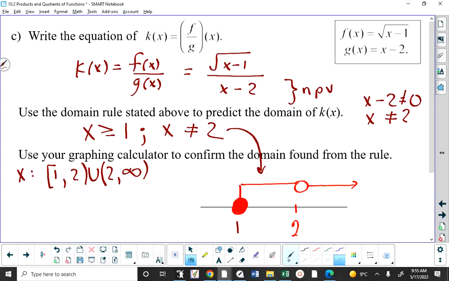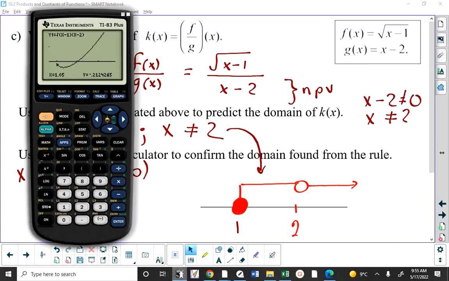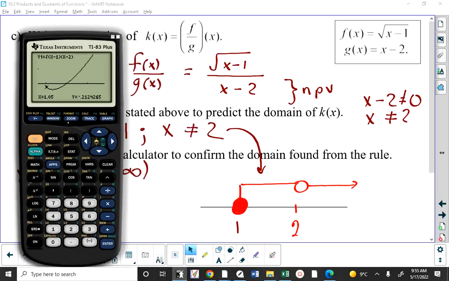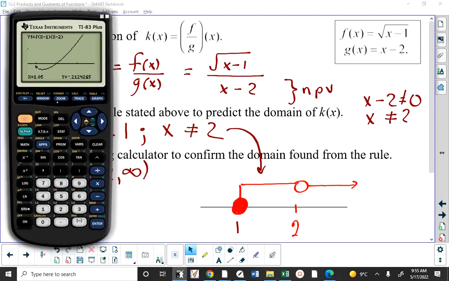Well, let's graph it and see what this thing looks like. And by the way, if you're wondering, our purpose here is not to be able to graph this from the equations, unless you're using a graphing calculator. So y equals the square root of x minus 1, close brackets, and then divide by, in brackets, x minus 2.